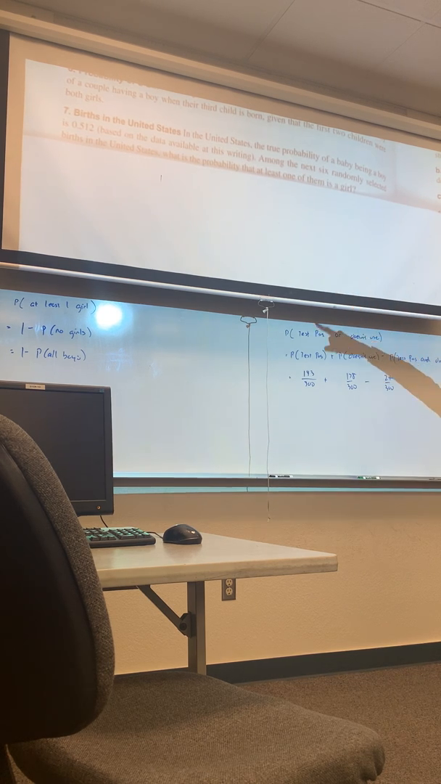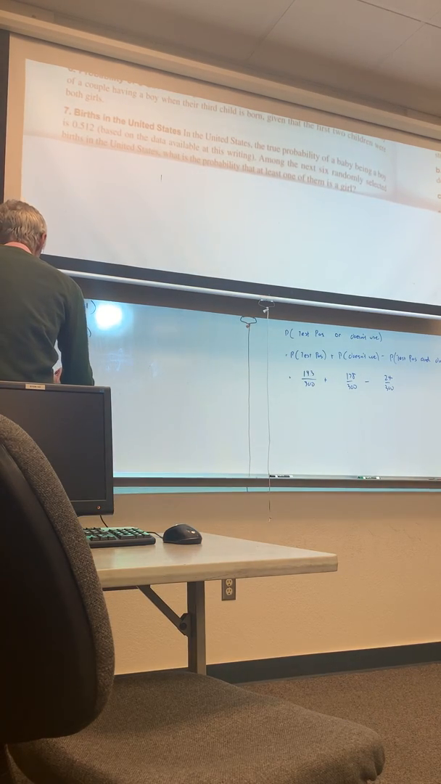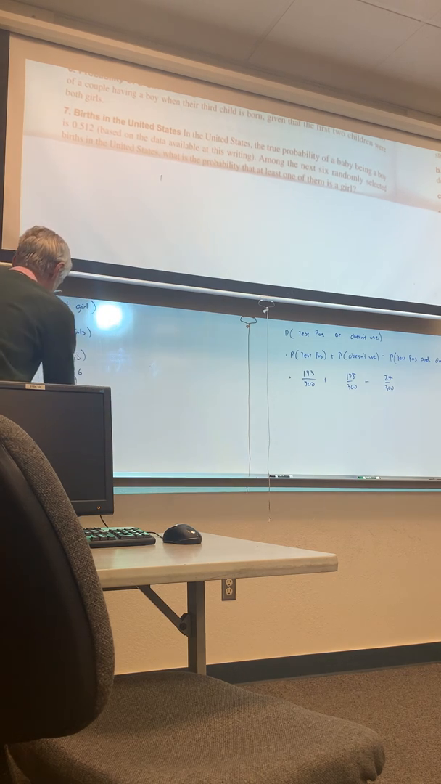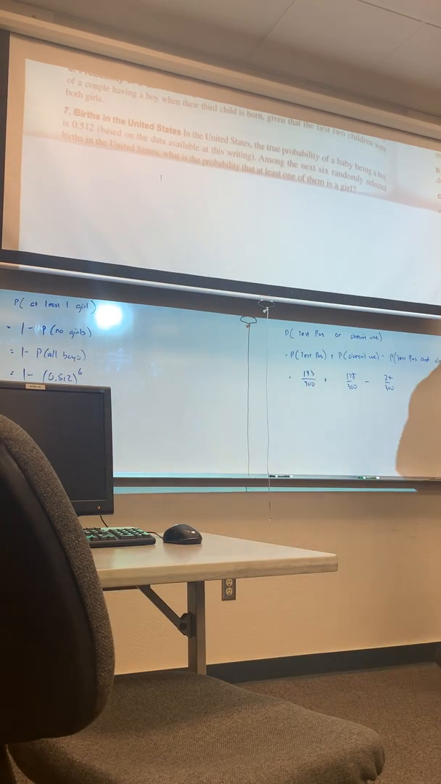Well, that's 0.512 to the 6th power. We can do that because they're independent. When you have independent events, the probability that they all happen is just the product of the individual probabilities. Okay.